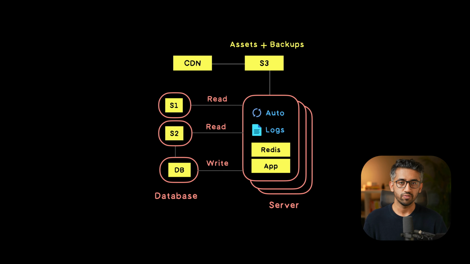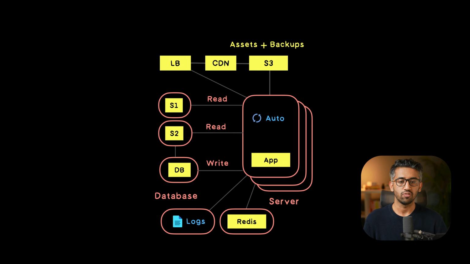you can add more servers and you put load balancer in the front so that the traffic can be routed to multiple different servers. And now that we have multiple servers, we can't have Redis and logs on each of the separate servers. We need to put them out to separate servers so that we can have one place to look at logs, and also we have shared cache for multiple different servers.